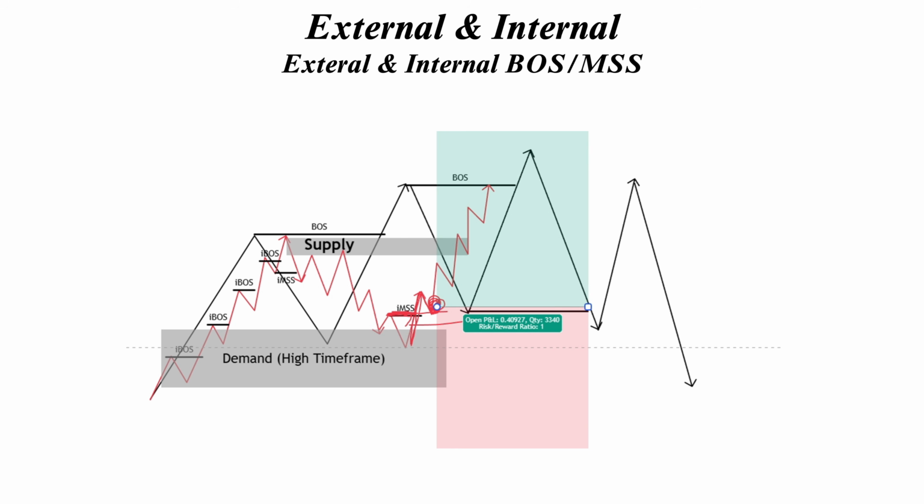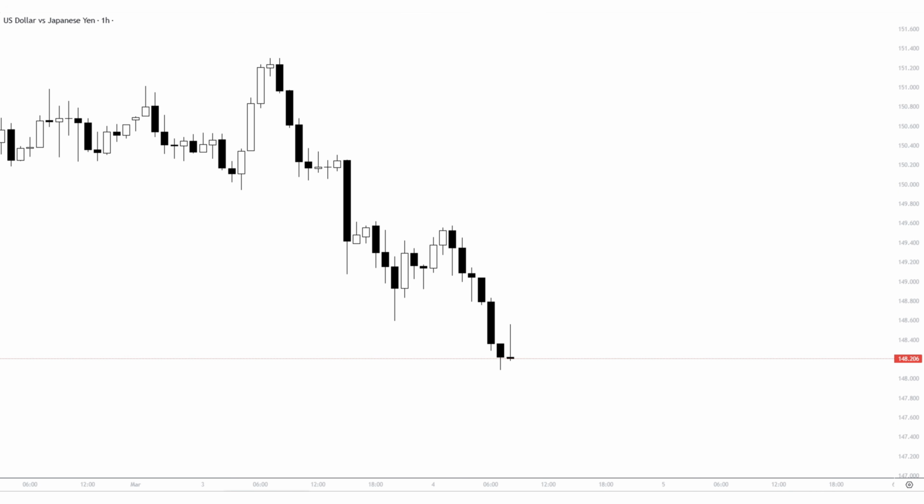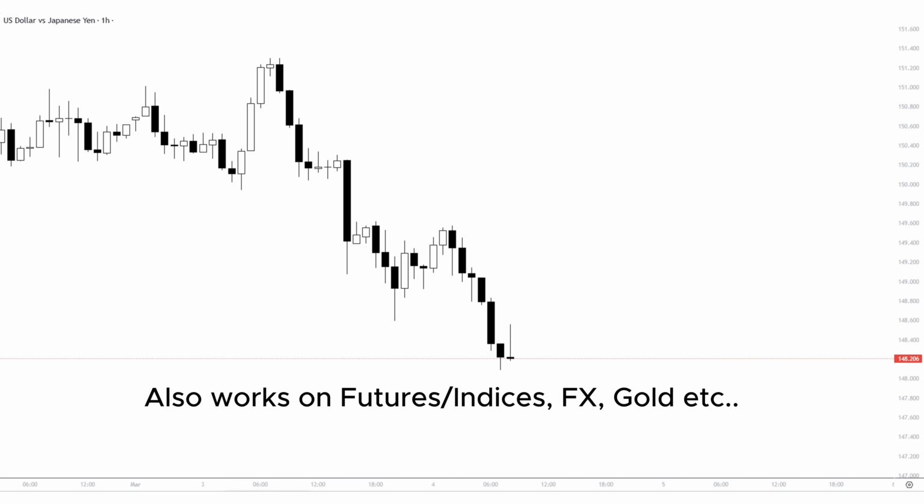And now, let's jump into a real live chart example. So let's take a look at the first setup, starting from a Forex pair. This works on every market, by the way, so we will also look at futures indices, Forex, even commodities like gold. So let's take a look at this market.